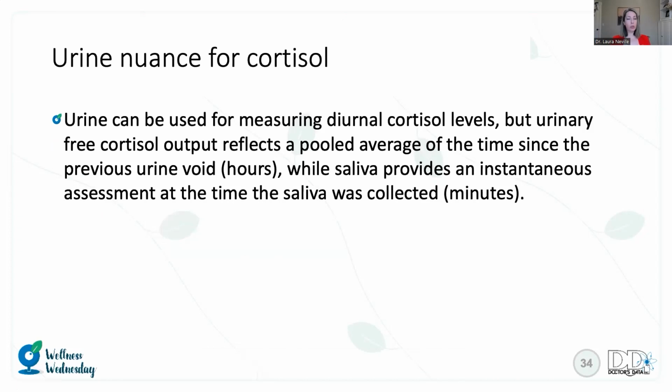You can use urine to measure diurnal cortisol levels, but just remember the urinary free cortisol output reflects a pooled average of the time since the previous urine void. So usually you're getting a pooling of hours represented. Saliva is giving you an instantaneous assessment at the time of collection. Okay, so those are two a little bit different things.